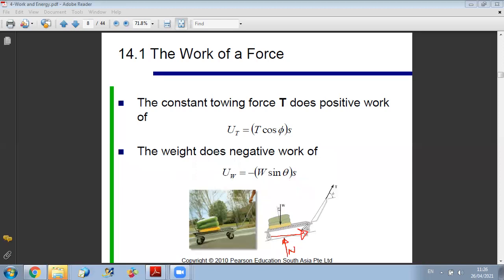Because by definition, the work is the integral of F dot dr, and you know that when the force is perpendicular to displacement, the dot product is 0, and this force cannot produce any work.